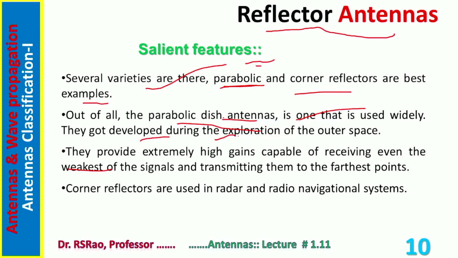They got developed during the exploration of outer space. They provide extremely high gains, capable of receiving even the weakest of the signals and transmitting them to the farthest points. Corner reflectors are used in radar and radio navigational systems. Parabolic reflectors are widely used in the microwave region, especially in radar communication systems. Corner reflectors are used mainly in navigational systems.